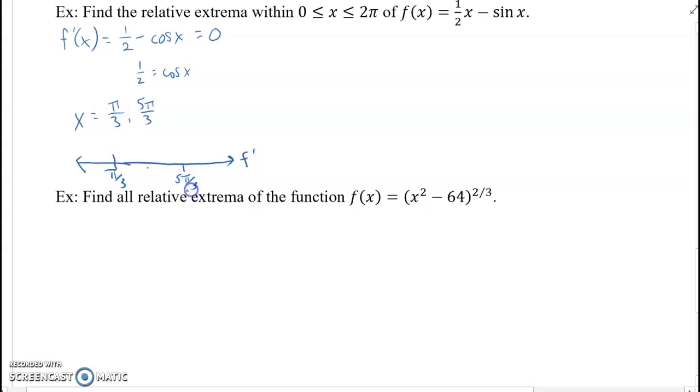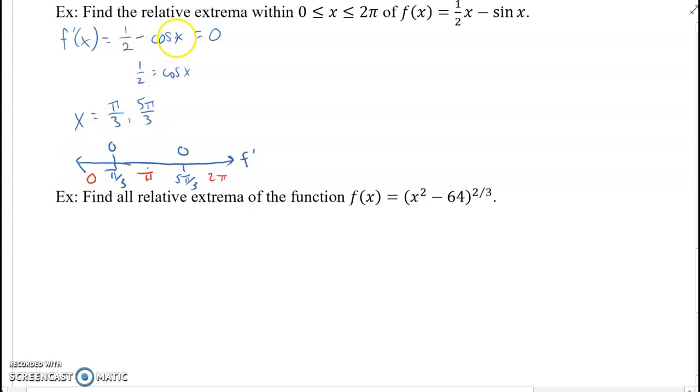And we pick some test values, right? These are values where the derivative equals 0. And now we're going to ask what happens to the derivative when we have a test value of, say, 0, or perhaps pi, or perhaps 2 pi. Pick easy ones to work with. Why make things harder than they need to be?